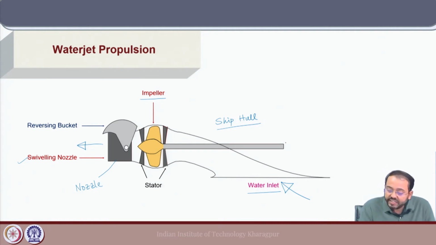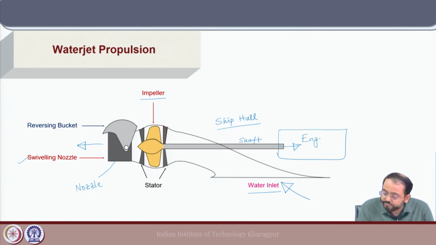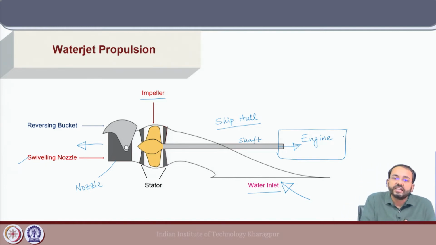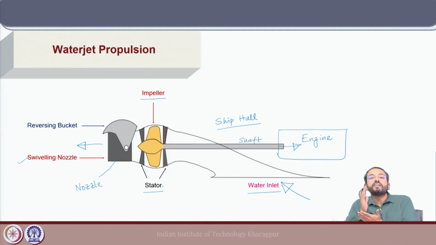And this impeller is driven by this shaft connected to the engine here, which provides the necessary RPM for the impeller to provide the axial thrust. And on two sides of the impeller, these stators are used. These stators are nothing but vanes which are static, and they reduce the rotational losses in the flow.